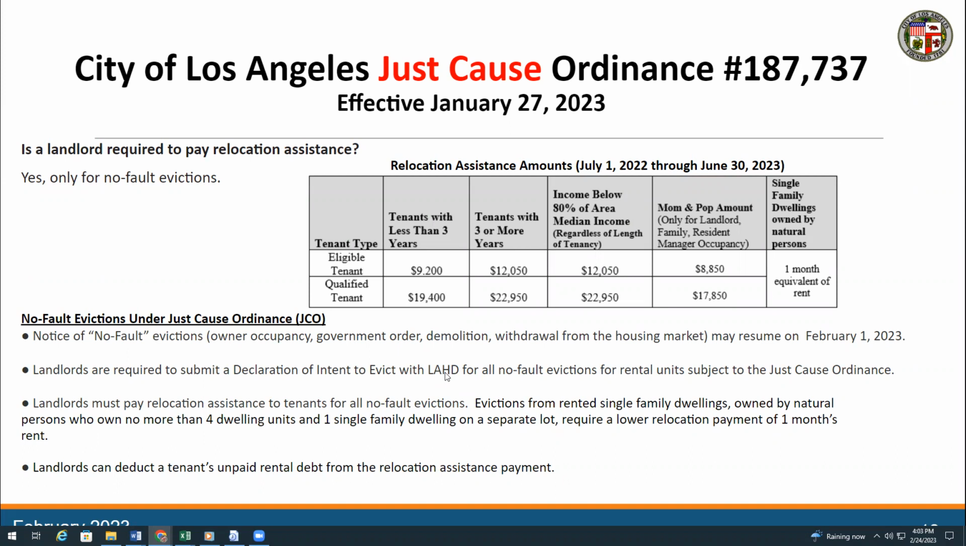So if it's owned by a natural person who owns no more than 4 dwelling units and 1 single family dwelling on a separate lot, then that relocation assistance changes dramatically, and the law requires that only 1 month's payment equivalent to rent be paid out as relocation assistance. Now, that final bullet is also an important thing to highlight, which is that landlords can deduct a tenant's unpaid rental debt from whatever the law requires the relocation assistance payment be. So this is a major change also in the law.